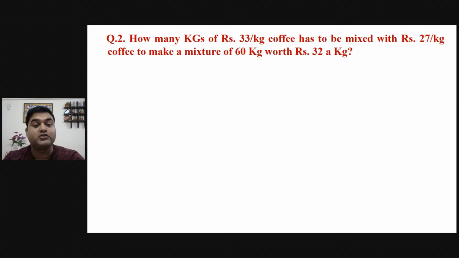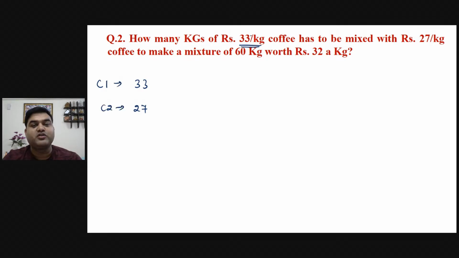So here we have to find out the quantity, right? The people who have joined just now, let me tell you how we are doing this sum. First, quality of coffee, the cost of that is 33 per kg, has to be mixed with 27 rupees per kg coffee. So this is coffee 1, and this is coffee 2.